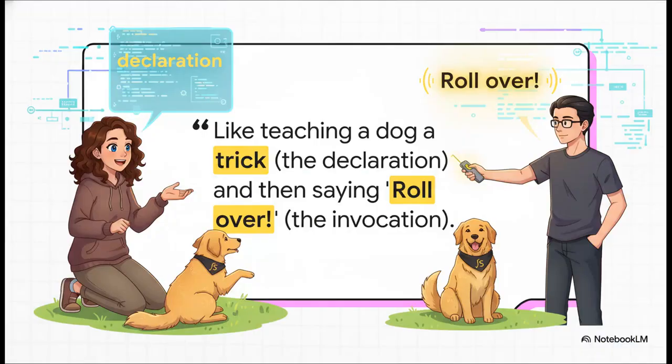Super efficient. And I absolutely love this analogy. Writing the function itself, that's like teaching your dog a new trick. You go through all the steps one time to teach it how to roll over. That part's called the declaration. After that's done, you never have to reteach the whole trick again, right? You just say the command, roll over, and the dog does the trick. That command, that's the invocation, or what we call calling the function.